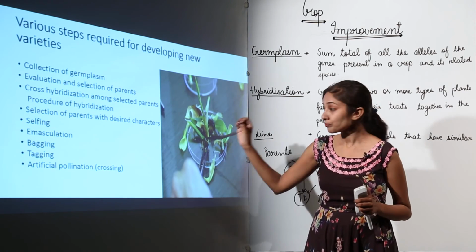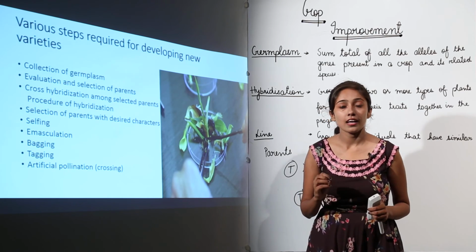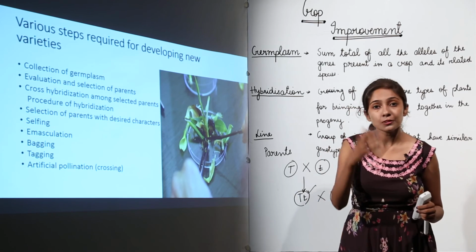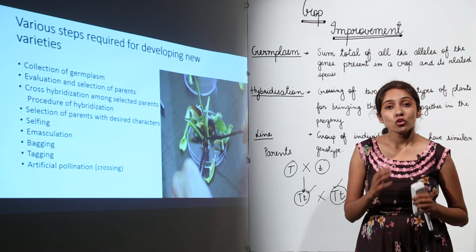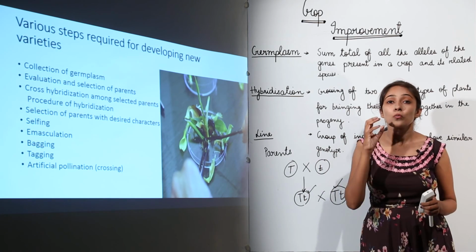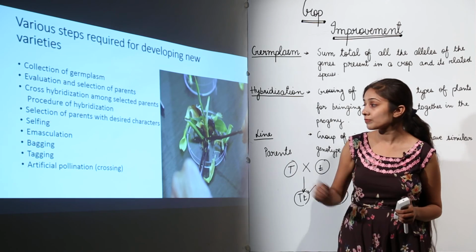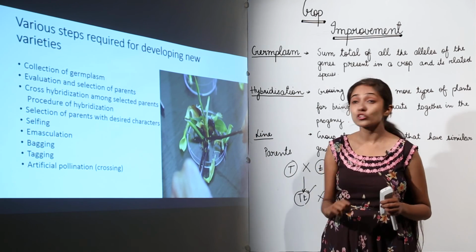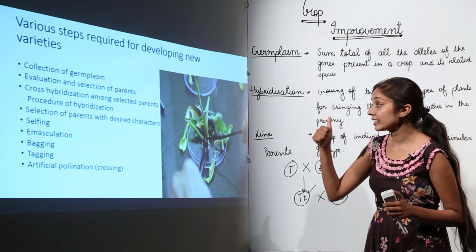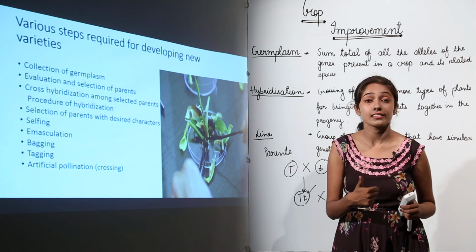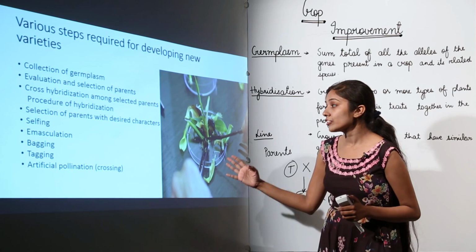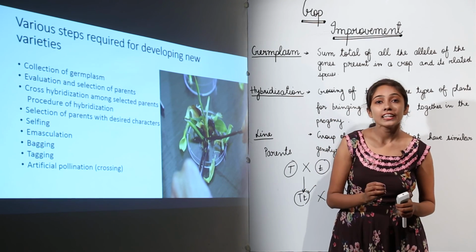Now artificial pollination is done by taking a brush and we supply pollen grains on the stigma. We dust pollen grains on the stigma of the flower so that fertilization can occur and we can have the progeny with the desired results. This is how artificial pollination is done. This is how we call it crossing. So these are the steps for the procedure of hybridization. First of all, select the desired parents with the desired characteristics, then selfing, then emasculation, bagging, tagging, and then we do artificial pollination, which we call crossing.